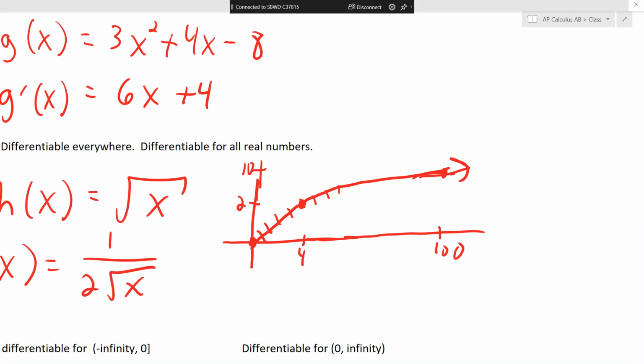X squared is the opposite. If you square 10, you multiply it by 10. If you square 3, you multiply it by 3. So bigger numbers get multiplied by bigger things, causing them to grow faster. That's why it bends upwards.